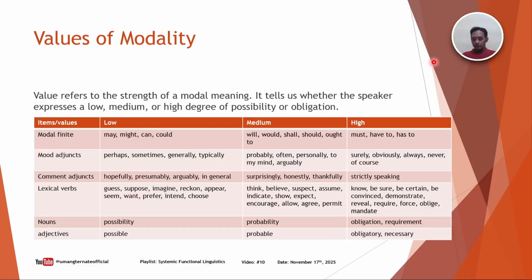And now, the third component of the modality system is the values or degrees. As you can see here, value refers to the strength of modal meaning. It tells us whether the speaker expresses a low, medium, or high degree of possibility. Possibility refers to the epistemic modality, or obligation, which is associated with the deontic modality.